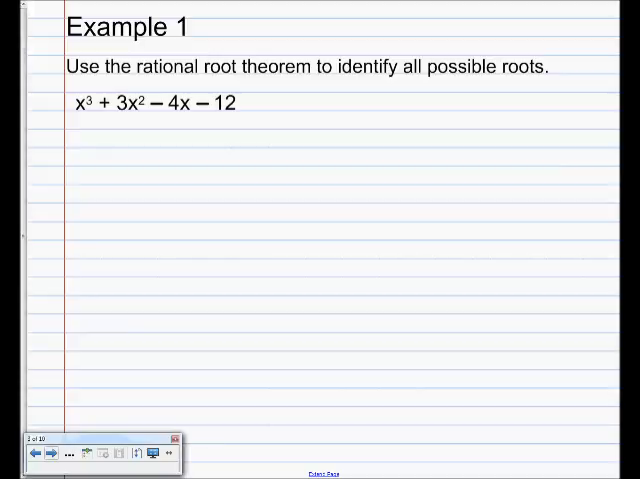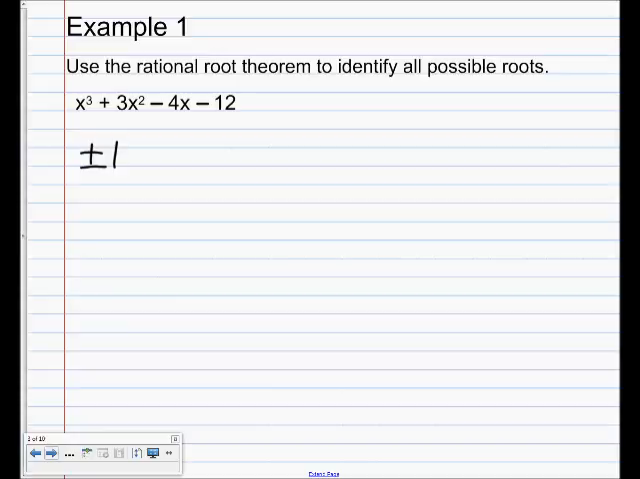The first thing you want to do when you look at these is look at the constant. What is my constant? 12 or negative 12. We're going to use plus or minus, so positive or negative. So the fact that it's a negative or a positive, I don't really care about for this theorem. All right? I just care about the number 12. What are factors of 12? 6 and 2, 3 and 4, 12 and 1.